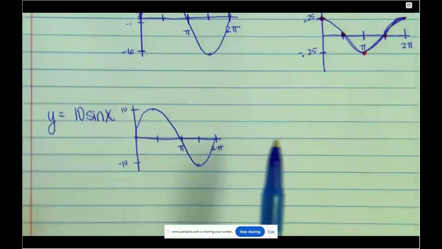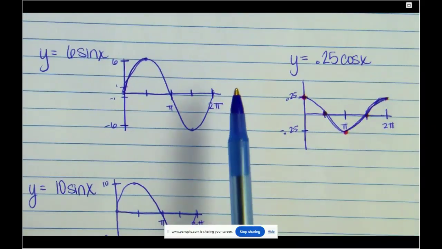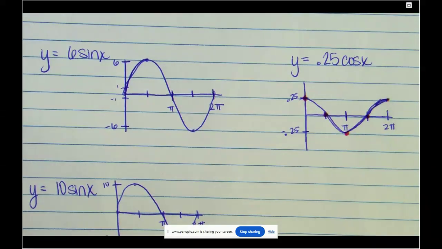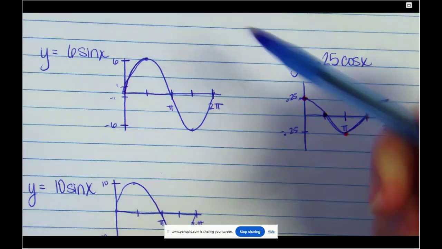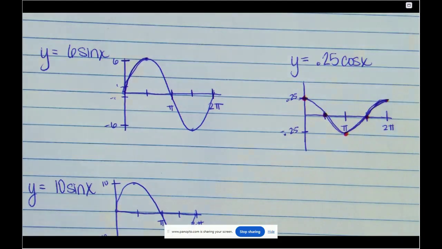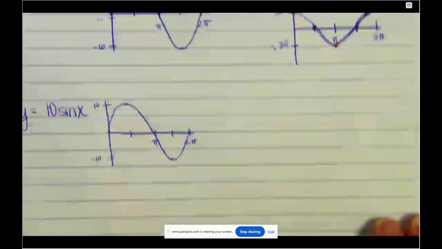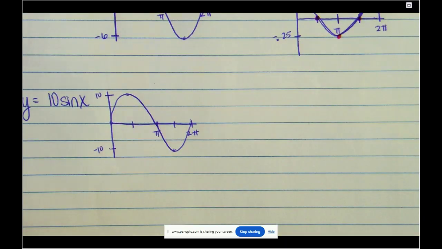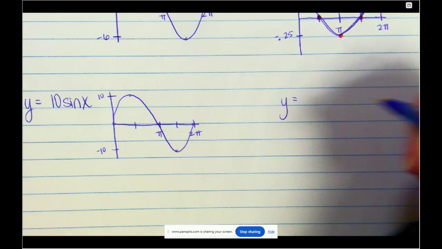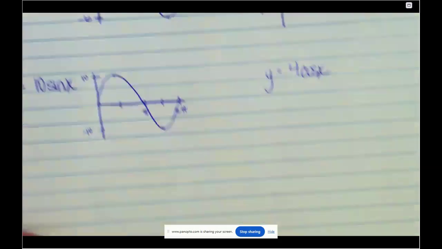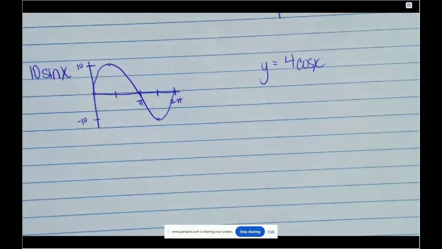So yesterday, you should have this on your stuff. We graphed 6 sine x, we graphed 0.25 cosine x, we graphed 10 sine x. The nice thing about these is that they look like their parent function. All you're doing is changing the amplitude numbers on the x-axis. Okay, so just for the sake of remembering the things, I'd like you to graph for me 4 cosine x. 4 cosine x, please.